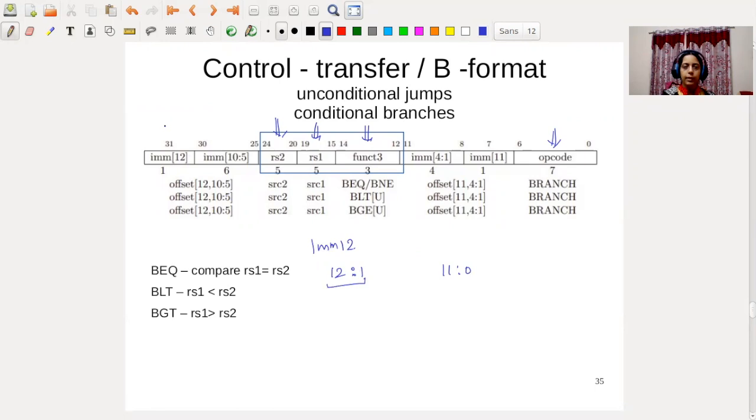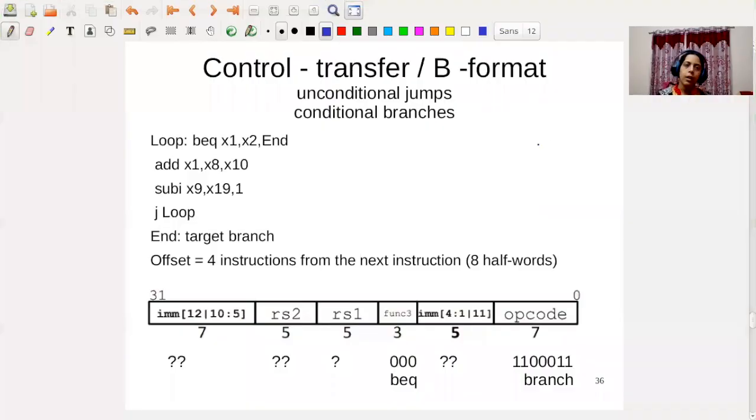So now the 12th bit is in position 31. That is, usually it is the sign bit, and therefore they placed the 12th bit here. The 11th bit goes here, 10 down to 5 here, and 4 down to 1 is in the 11 down to 8 position. Now let us see how to write this instruction.